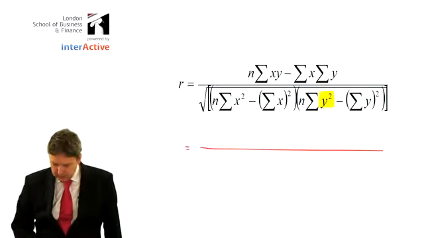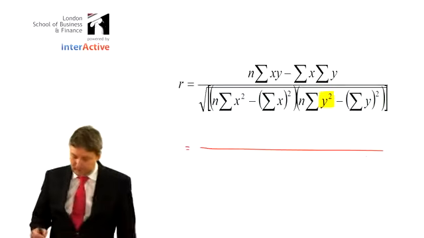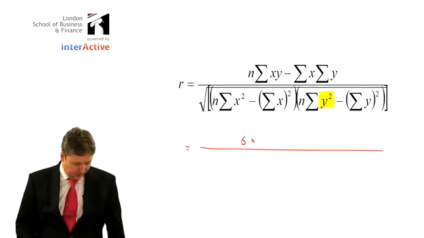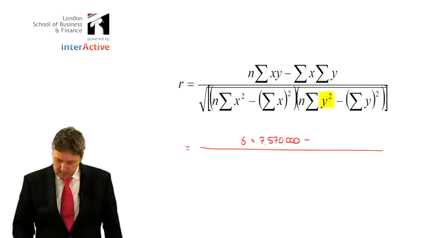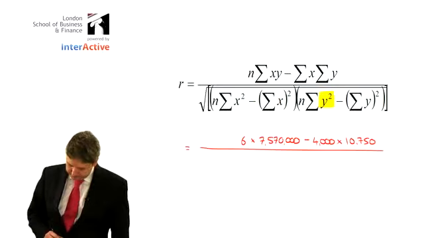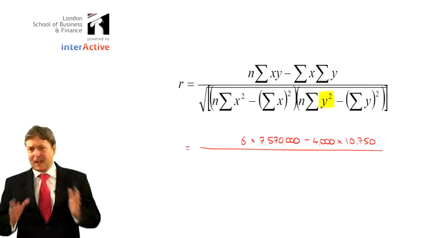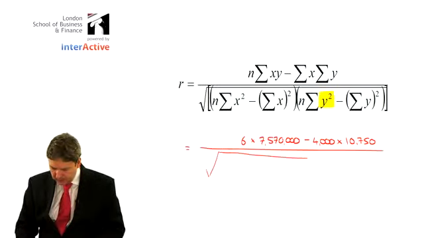r equals, well, if you look at the numerator, it's the same as the numerator as we had for the b factor. N was 6, multiplied by the sum of xy. The sum of xy being 7,570,000 minus the sum of x, 4,000, multiplied by the sum of y, 10,750. We've got that value. You may, just may, want to calculate that separately and calculate the total amount for it, because then we need the denominator.